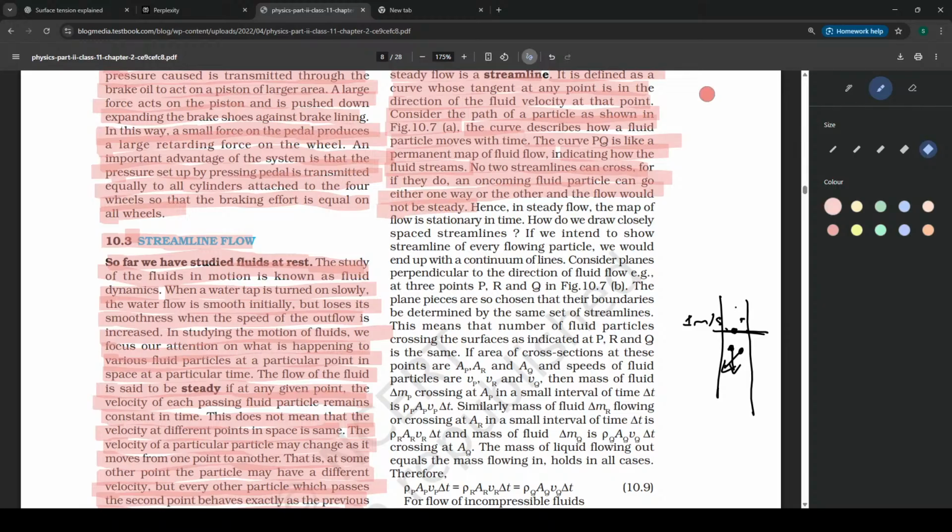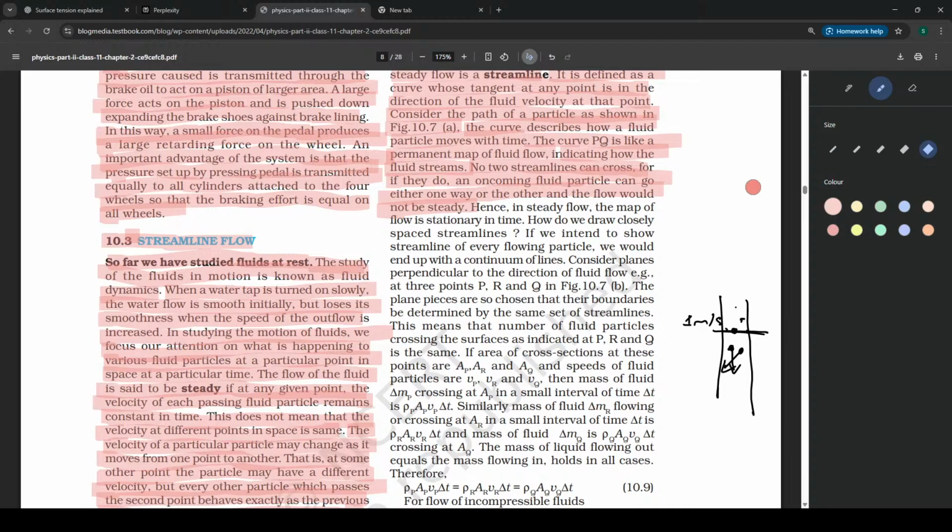For a steady flow, a streamline is defined as the path followed by a steady flow of particles. So when two streamlines do get crossed, then it won't be a steady flow anymore, because in steady flow the particles do not cross. If they did cross at a certain point, there would be two directions of velocity, and that is not possible.